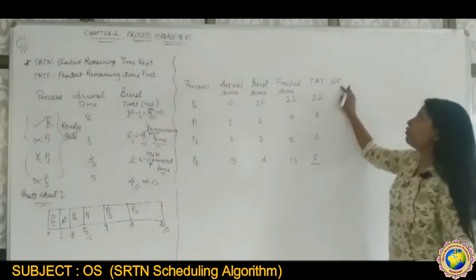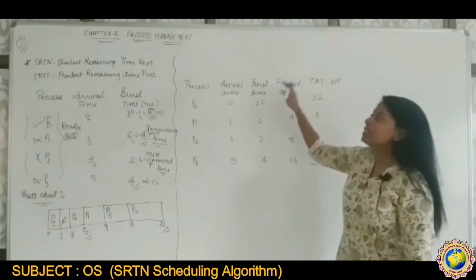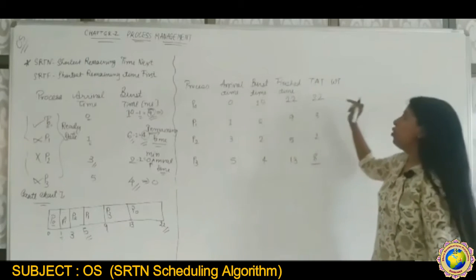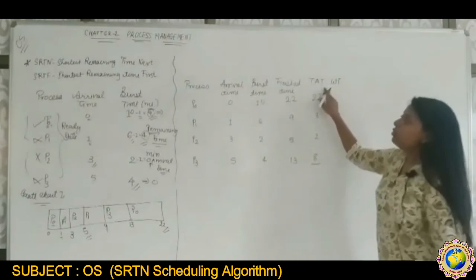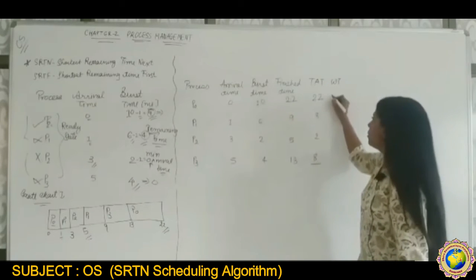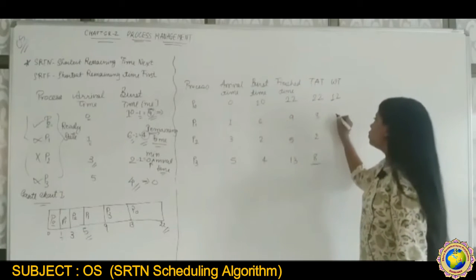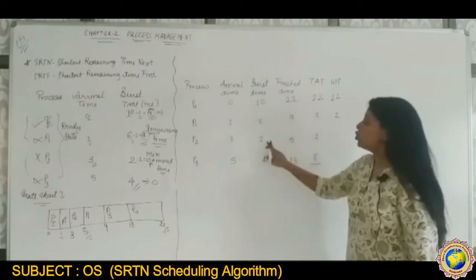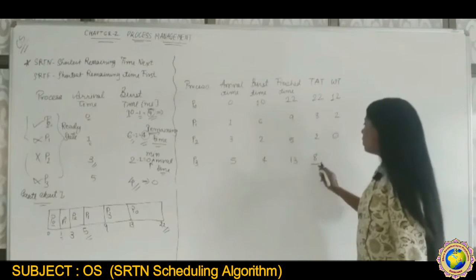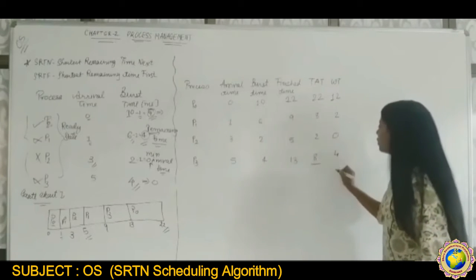Now what about the waiting time? Waiting time equals turnaround time minus burst time. So 22 minus 10 is 12. 8 minus 6 is 2. 2 minus 2 is 0. 8 minus 4 is 4.